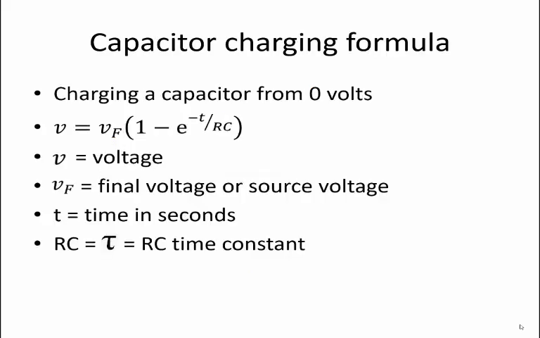So here's some formulas. The formula for a charging capacitor. This one is in the special case of charging it from 0 volts. Of course, V represents the voltage at whatever given time. V sub F is the final voltage or the source voltage. It's the voltage that is theoretically attainable. T is the time in seconds, and RC is called the RC time constant, or the Greek letter tau. And that's simply the resistance multiplied by the capacitance. If you have the resistance in ohms and the capacitance in farads, then the time constant will be measured in seconds.